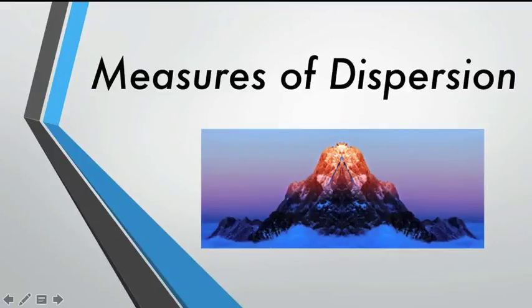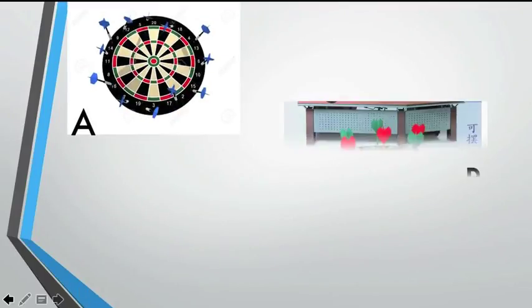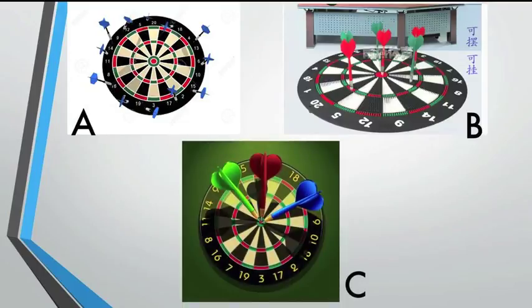This is a presentation on the measures of dispersion. Take a look at the three different dartboards labeled A, B, and C. Can you tell what the main difference is between them?